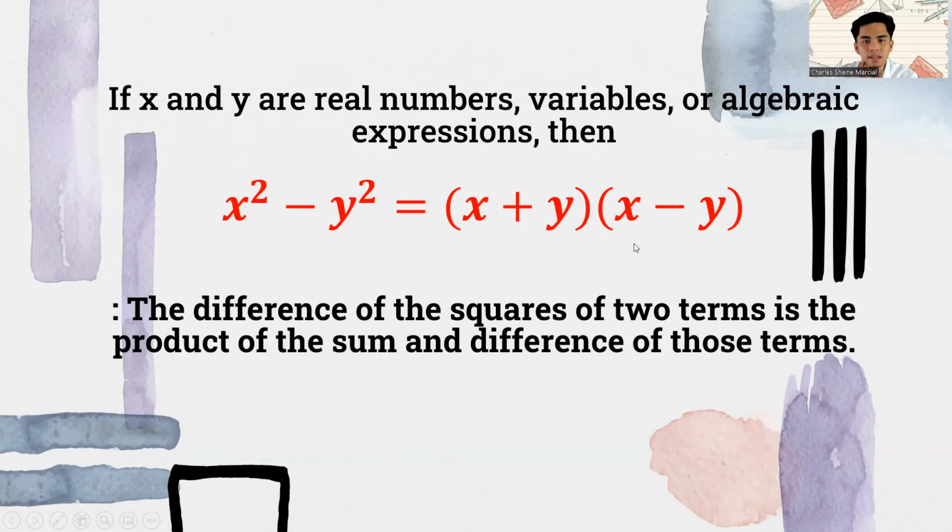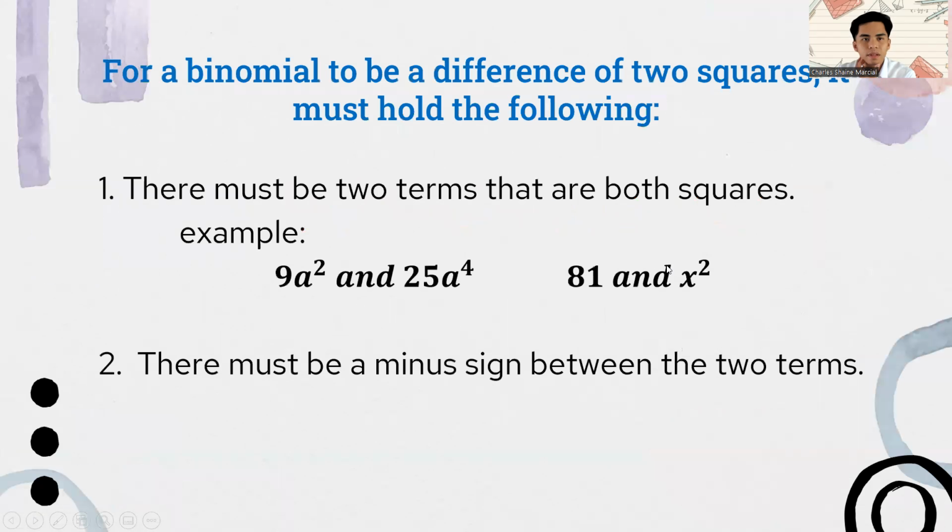Okay? So, for a binomial to be a difference of two squares, it must hold the following. First, there must be two terms that are both squares. Okay, so for example, we have 9a squared and 25a raised to 4 and 81x squared. Okay, so dapat daw naka-square yung both numbers ng kada term.